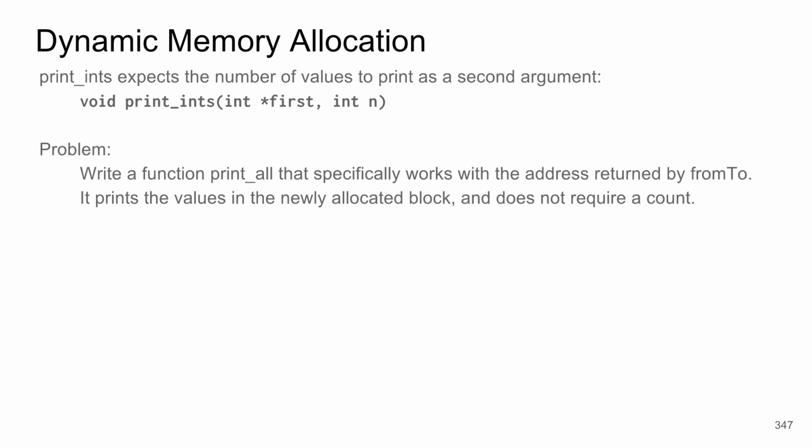All right. Print ints expects the number of values to print as a second argument, right? We have the pointer to our array, and then we have an integer n to know how many values we want to print out. Could we write a function, print all, that specifically works with the address returned by from 2, such that it prints the values in the newly allocated block and does not require a count?